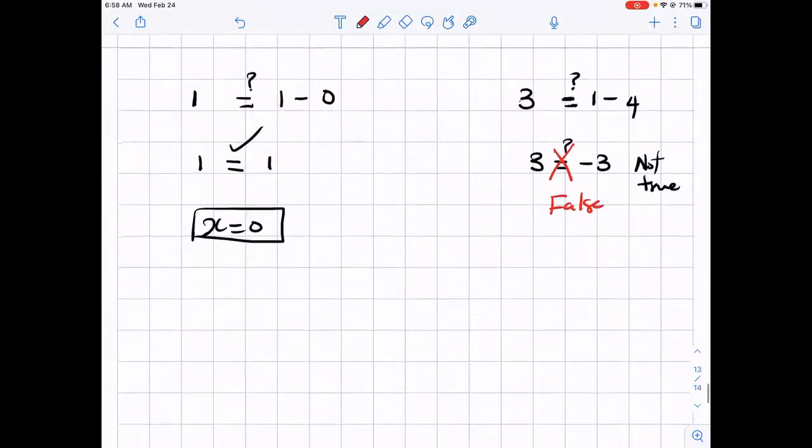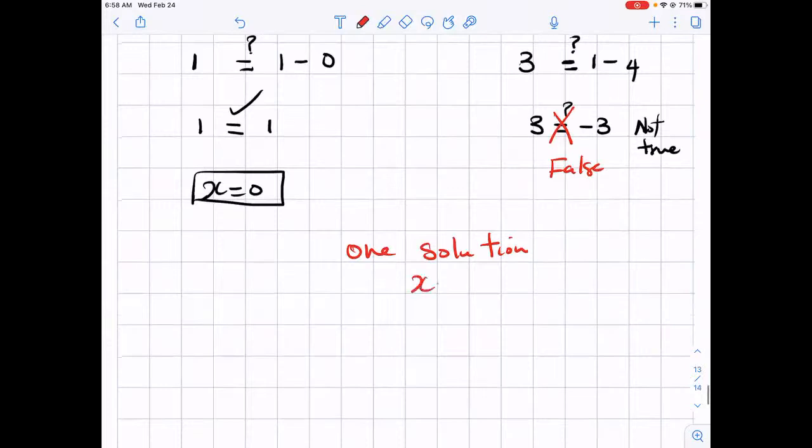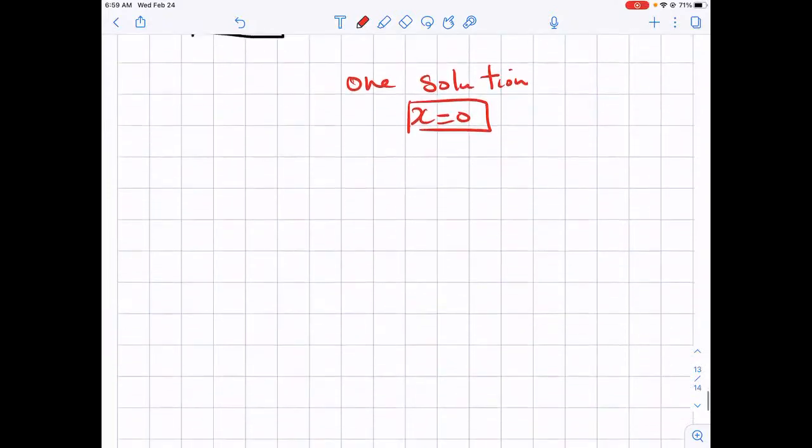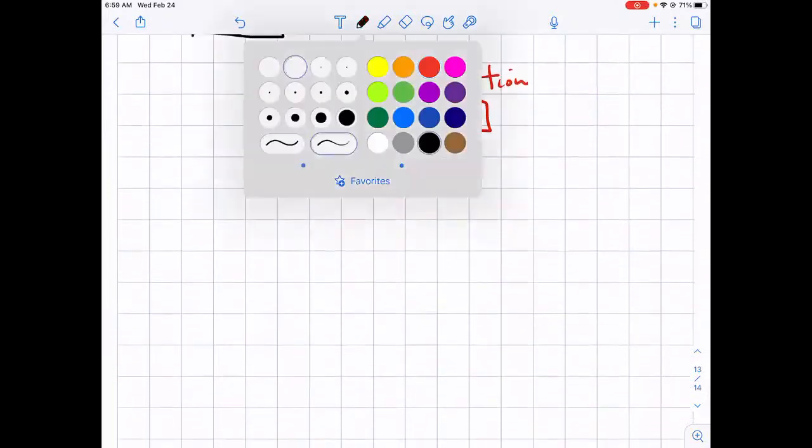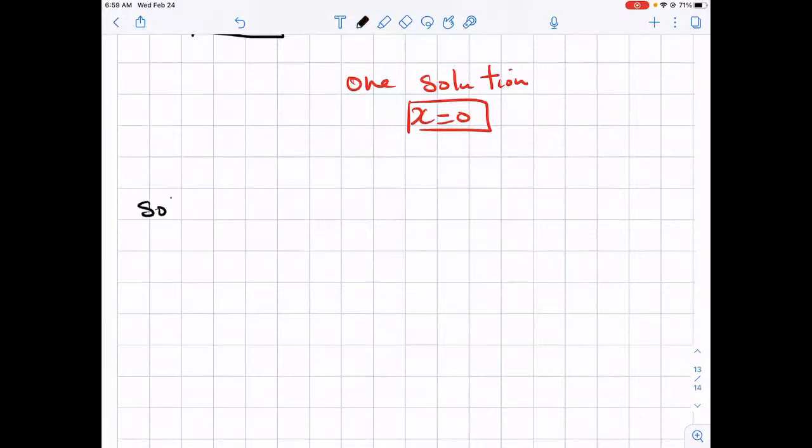So we only have one solution, and that solution is x equals 0. That's our only solution here. So I cannot stress the importance of checking your answers. So let's look at one more example, and let's look at an example where we're not using a square root.